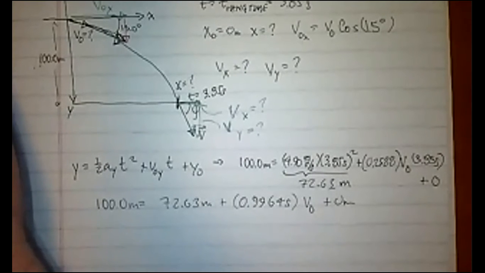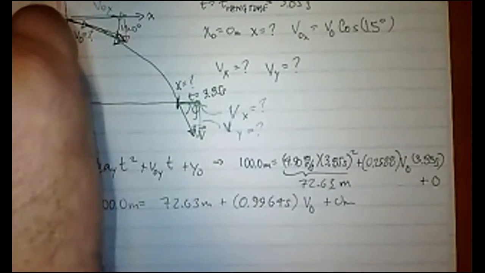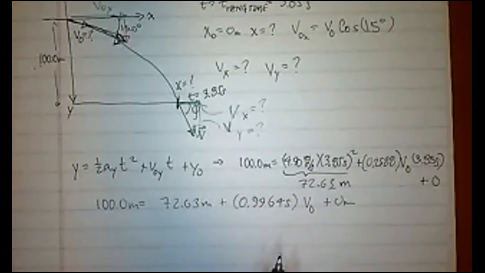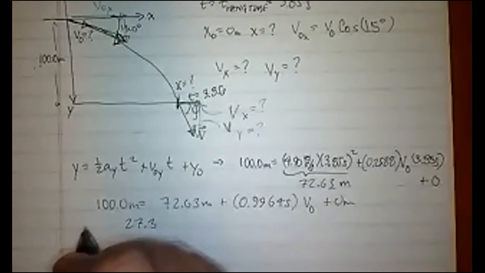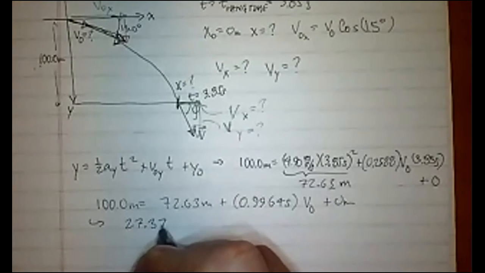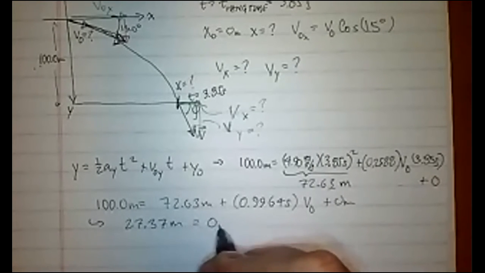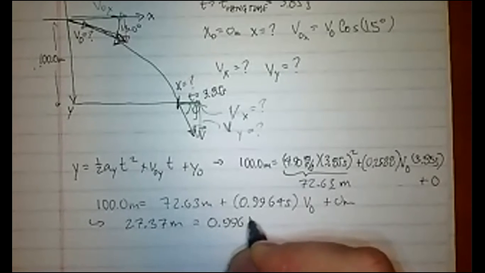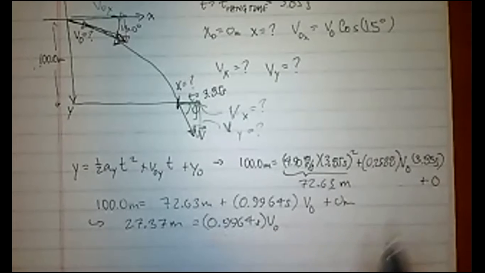So 100 minus 72.63. And that gives me 27.37 meters is equal to 0.9964 seconds times V0. Notice how I drew an arrow to represent the next line.